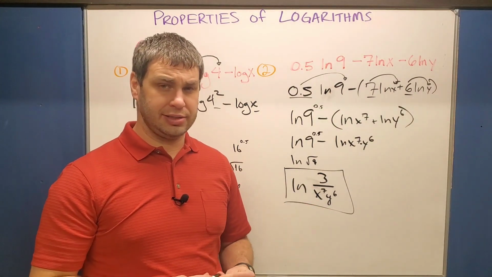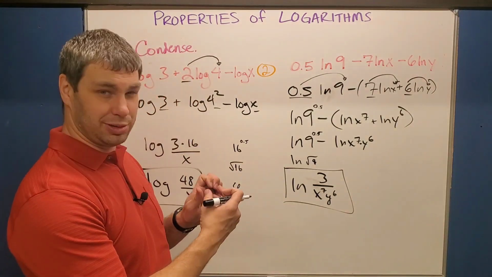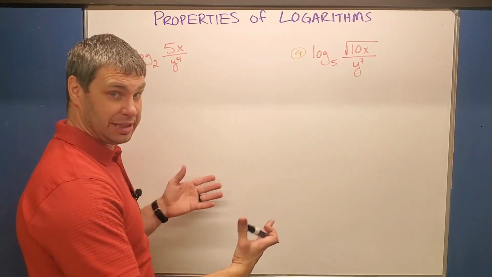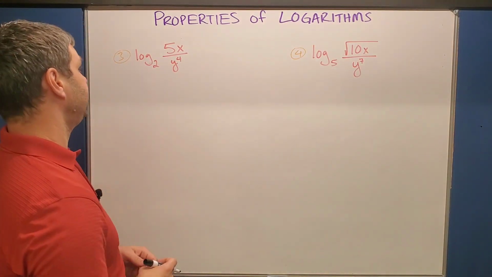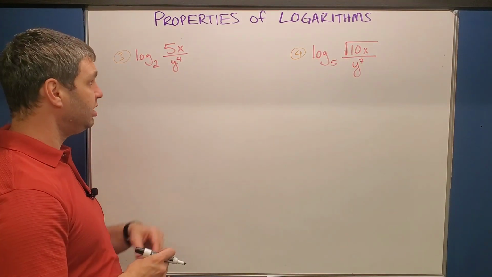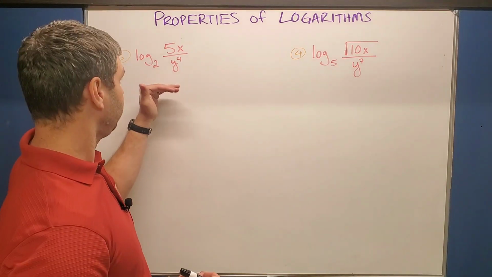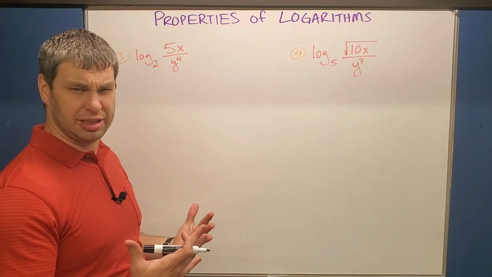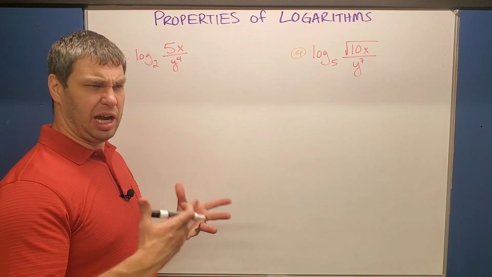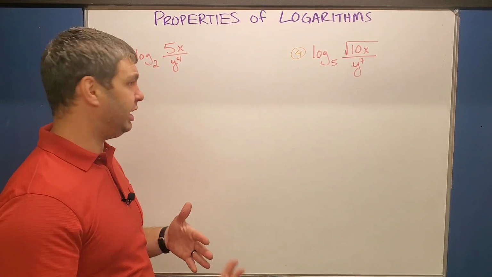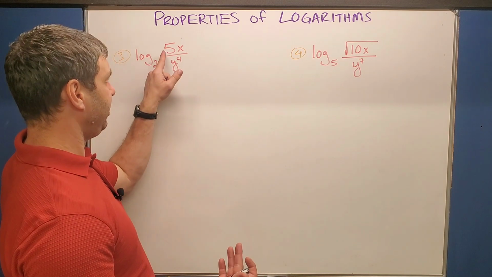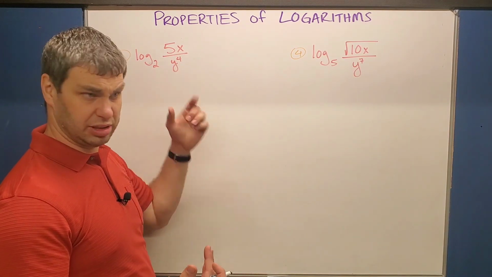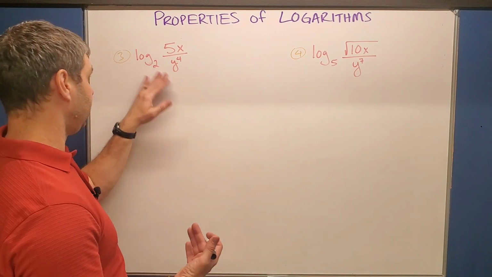All right, let's try some now where instead of condensing, we're going to expand these. These next two problems, like I said, we're going to be expanding them given the condensed form. So this first one here says log base 2 of 5x over y to the 4th. Okay, so a couple things are happening. Sometimes it's good to see how many logs we're going to end up with when we're done. In this one, what I'm seeing is we have a 5, an x, and a y. So that's going to be 3 logs when we're done. That's 3 log base 2s.